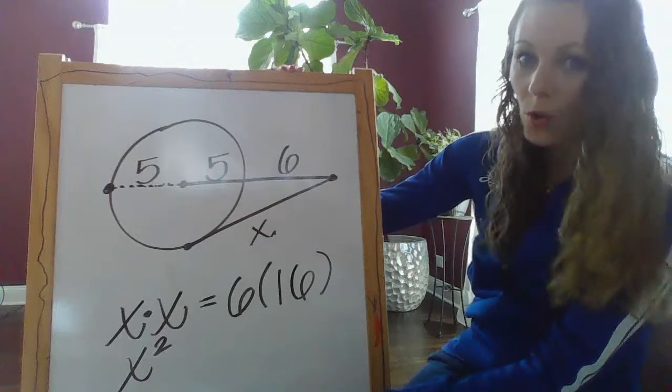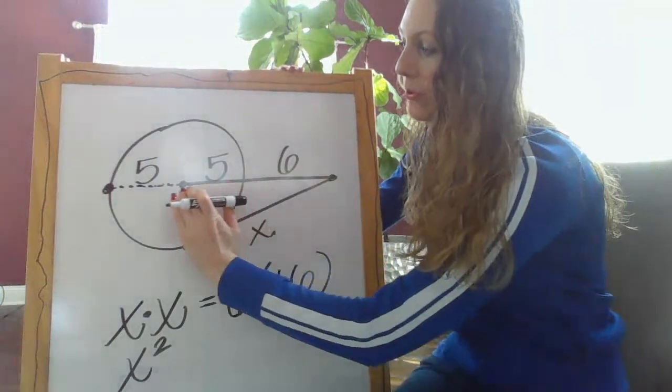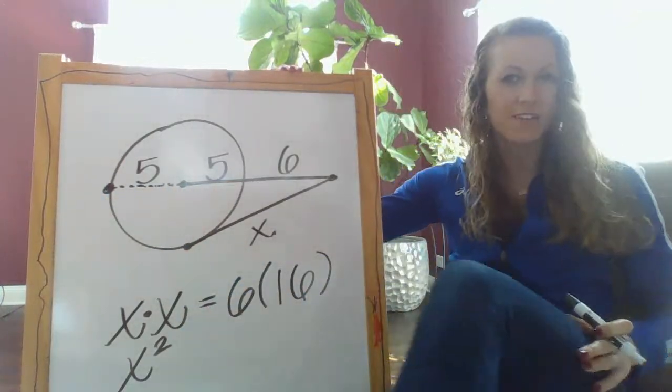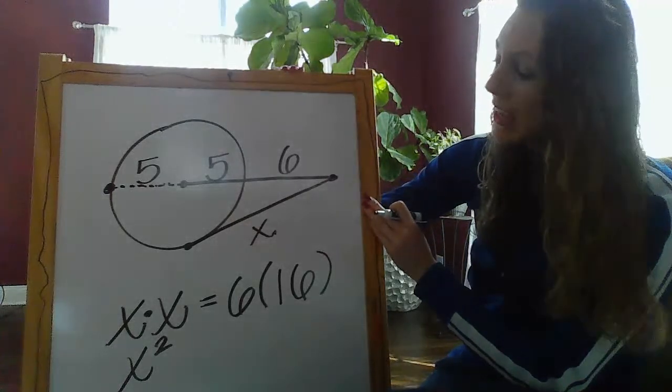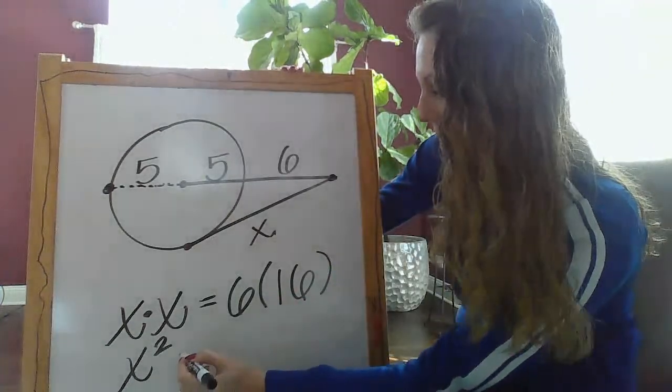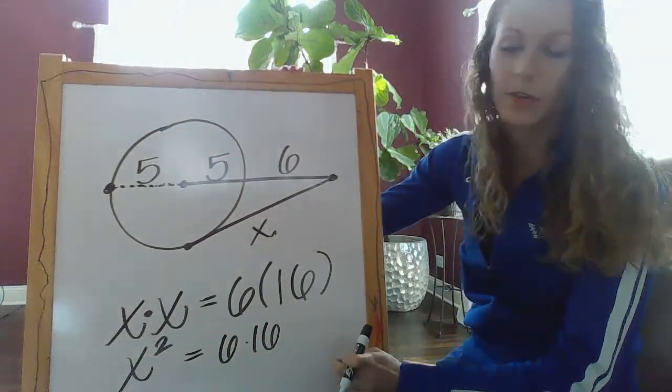So that when we say whole, we're talking about the outside part all the way through until we get to the other side of the circle. Now that's not the only way we could have solved this problem. And so this would work out whatever 6 times 16 is, and then we would take the square root of it. Okay, that's how we would finish solving.